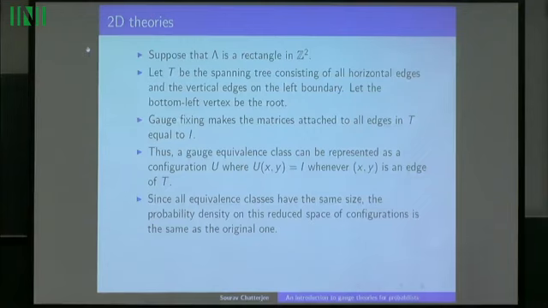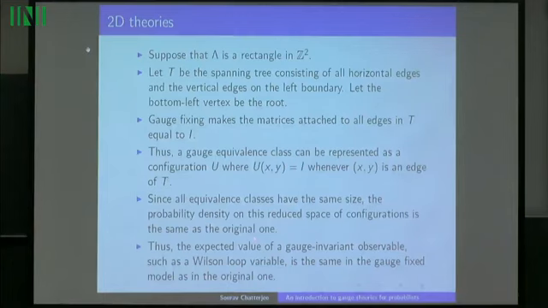So instead of the original model, you can consider the model where you have this rectangle, and all the matrices attached to the horizontal edges and the leftmost boundary are identity, and the rest are free to be whatever they choose to be. And then you put the same probability density, and that gives you an equivalent model. What I mean by equivalent model is that if you take any gauge invariant observable, such as a Wilson loop variable, the expected value is the same in this new model as in the old one.